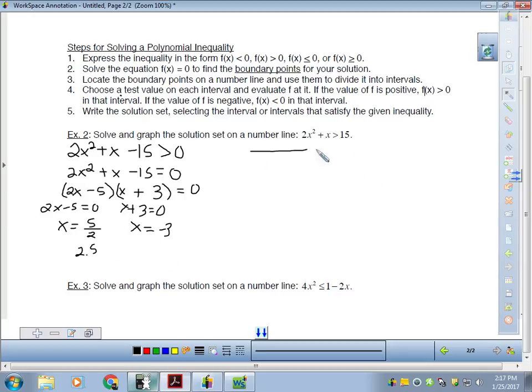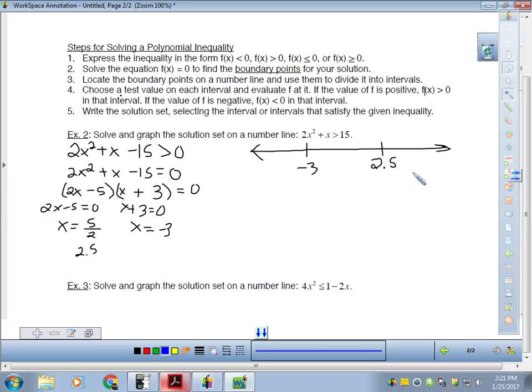Okay? So I'm going to construct myself a little number line. And on this number line, I want to make sure I include the boundary points. So I want to include negative 3, and I want to include 2.5. This breaks our number line into 3 intervals. There's one that starts at negative infinity and goes to negative 3. There's another one that goes from negative 3 to 2.5. And then there's our last one, which goes from 2.5 up to infinity.